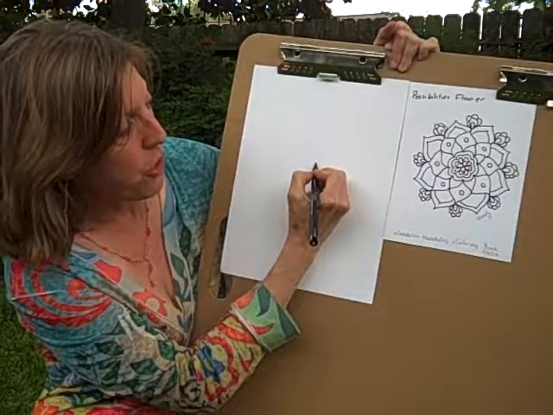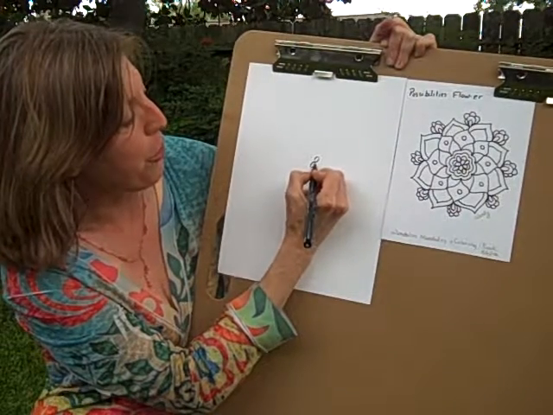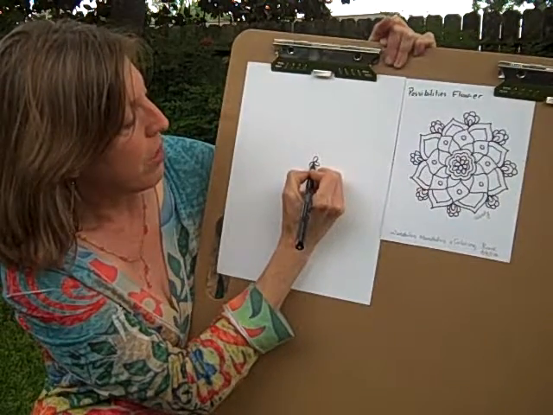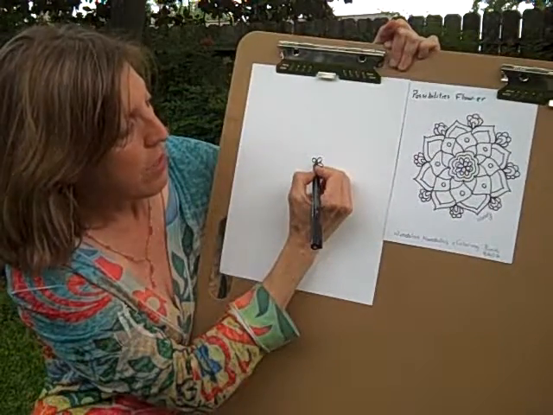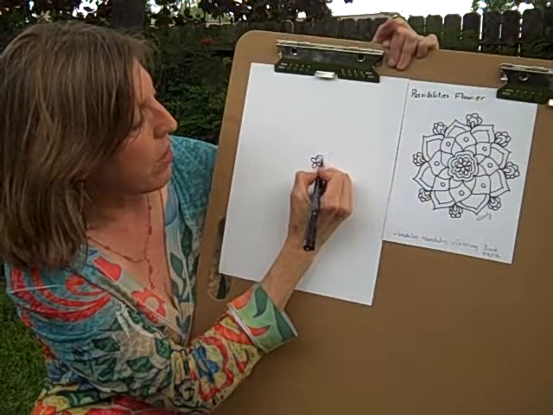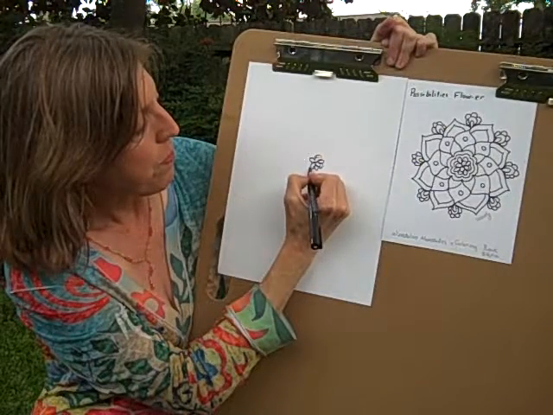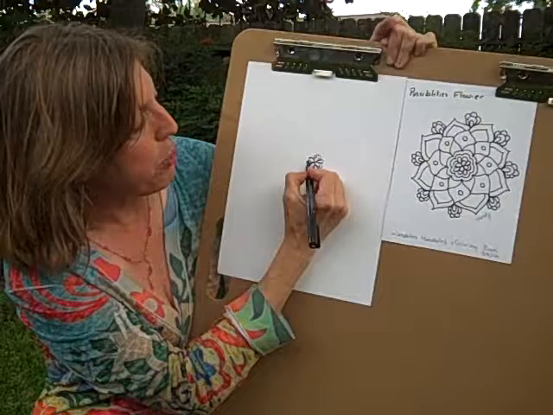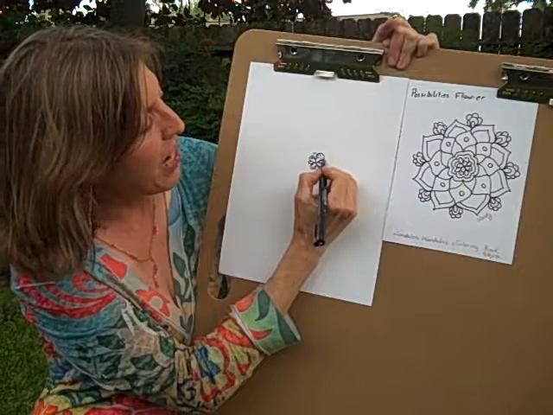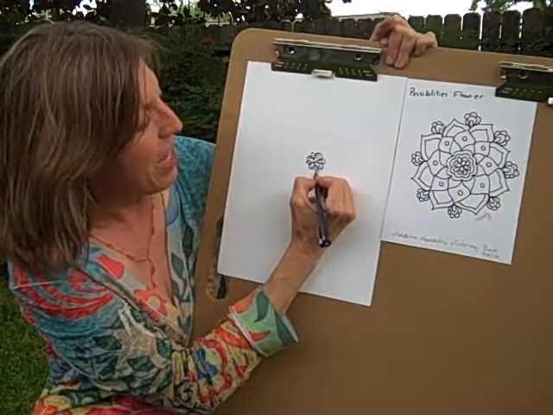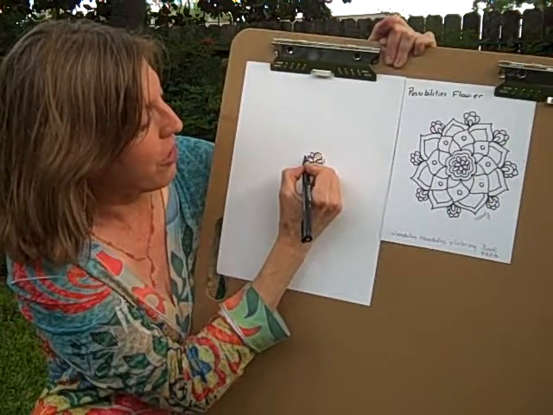Again, I'm starting in the center, and it has four little petals that I'm going to draw first. And then I'm going to surround that with 8 petals, creating new petals in between. And oops, I just created an extra row of petals. Okay, let's go with the flow, right? It's all perfect.